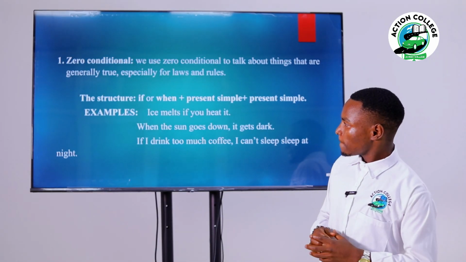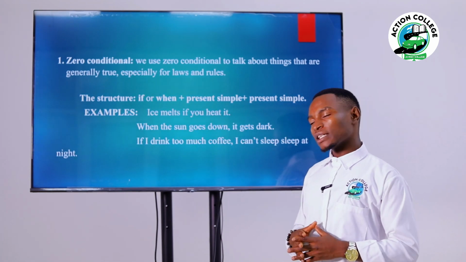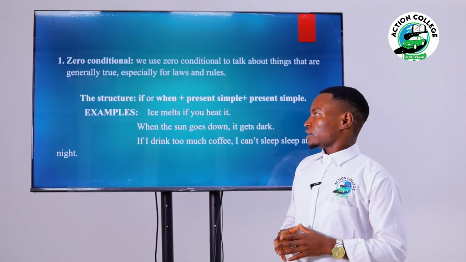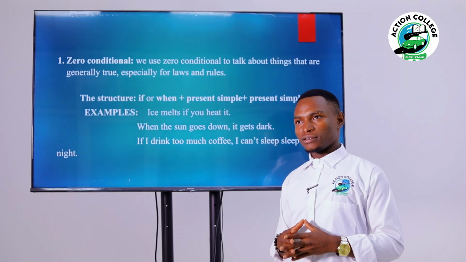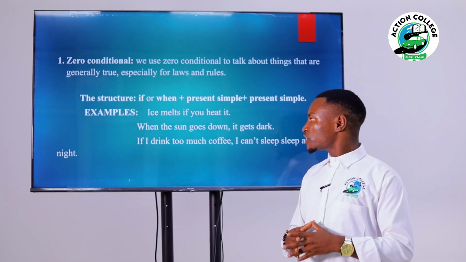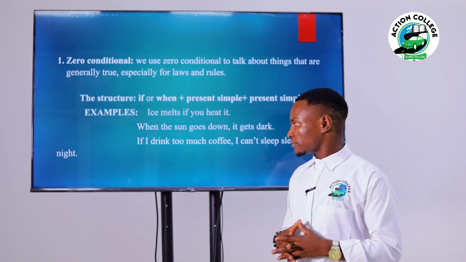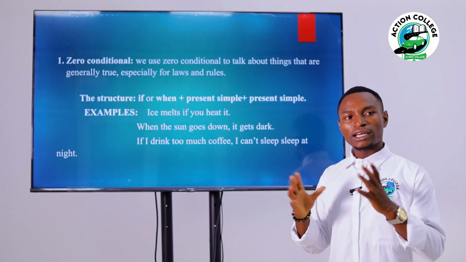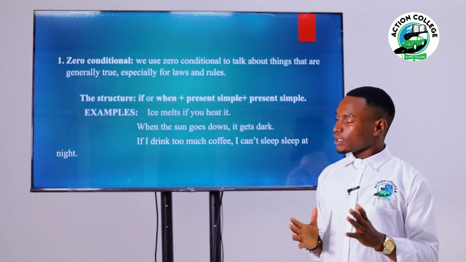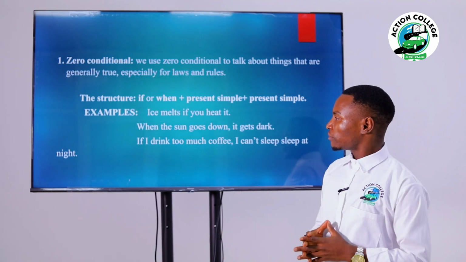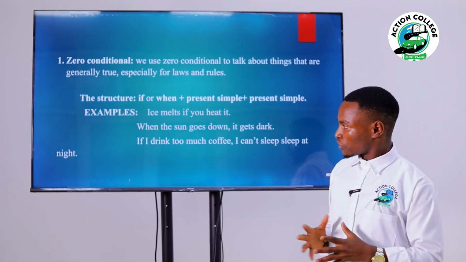For example, ice melts if you heat it. When the sun goes down, it gets dark. If I drink too much coffee, I can't sleep at night. So when you look at these examples, you find out that all of them are talking about the general truth or laws, right?